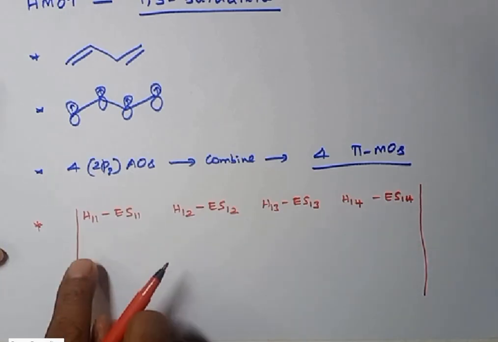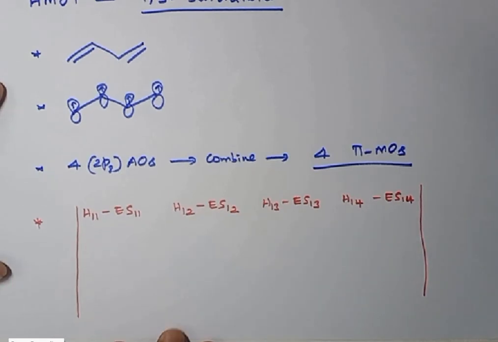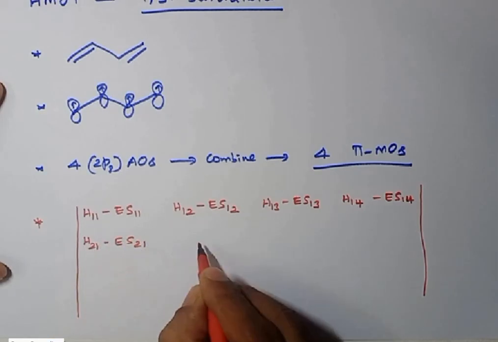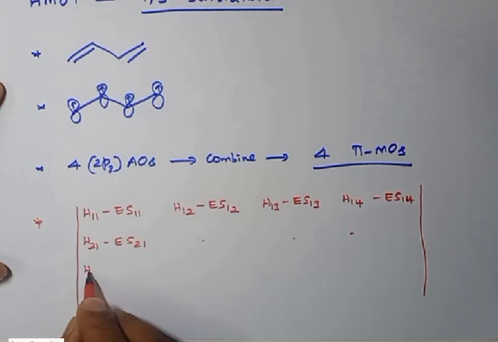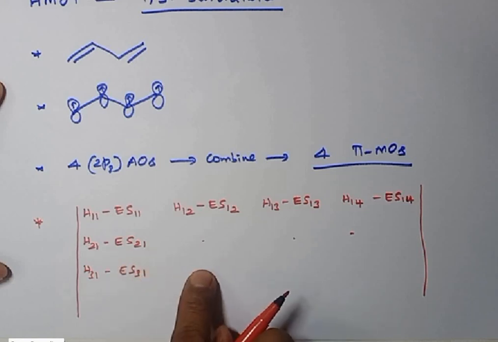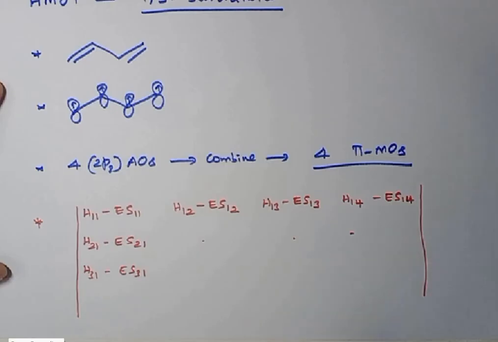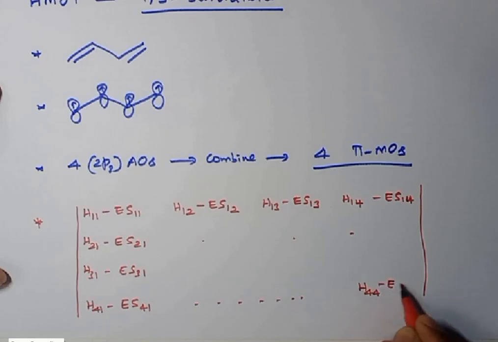Similarly, we should write the other rows. I'll leave this as an exercise for you. You just try. H31 minus E S31, then H32 minus E S32, H33 minus E S33, H34 minus E S34, like that. Then H41 minus E S41, and so on, until H44 minus E S44 equals 0. We get a secular determinant like this.